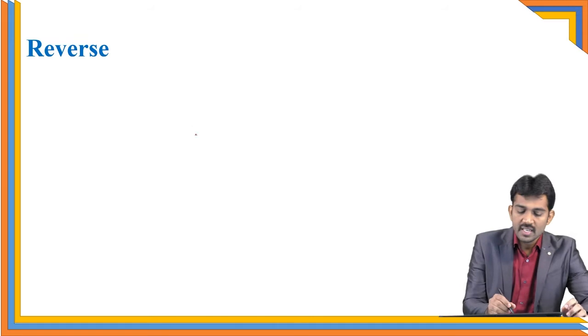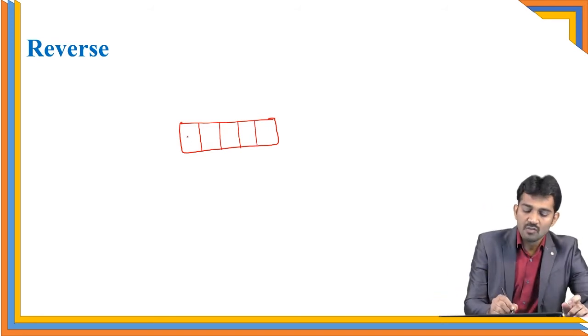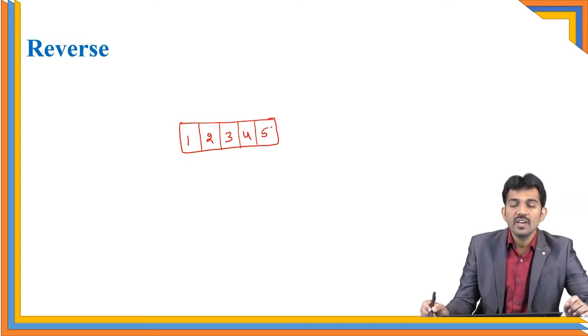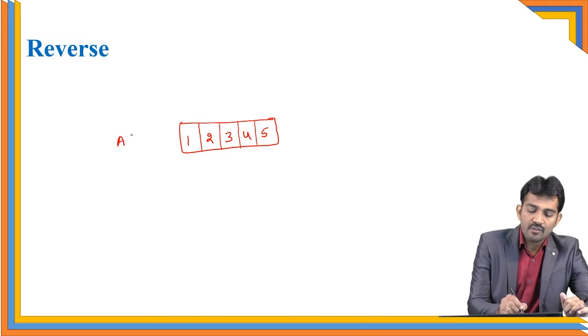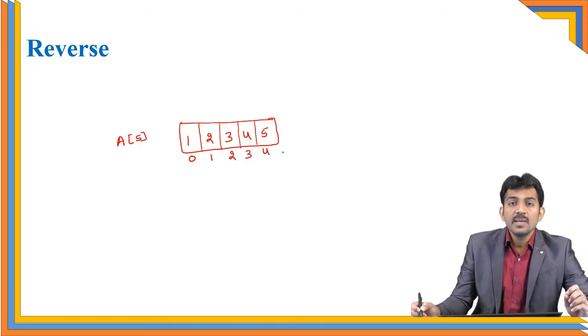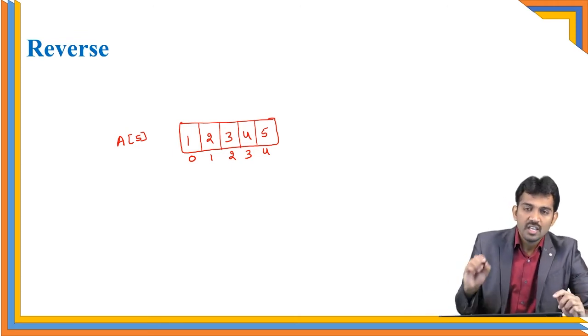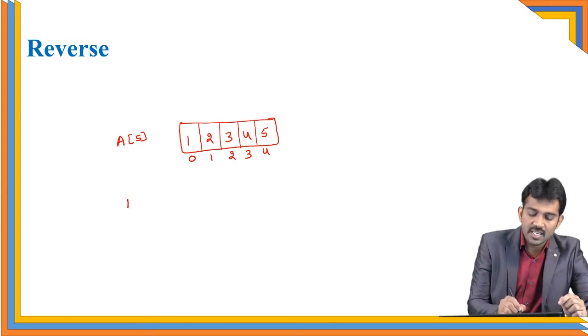Array reversal. For example, just consider one array. So there are 1, 2, 3, 4, 5 elements. What is the size of the array? Array is A of 5. This is the 0 index, 1 index, second index, third index, fourth index. They may ask in two ways, using an extra array or using the same array. If using an extra array, it is very, very simple.